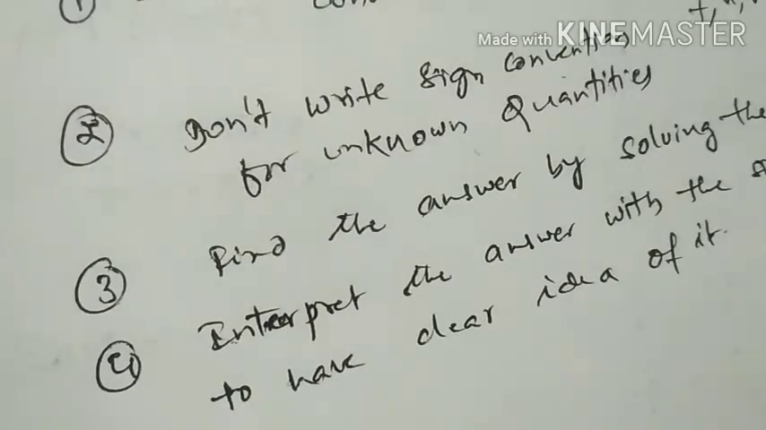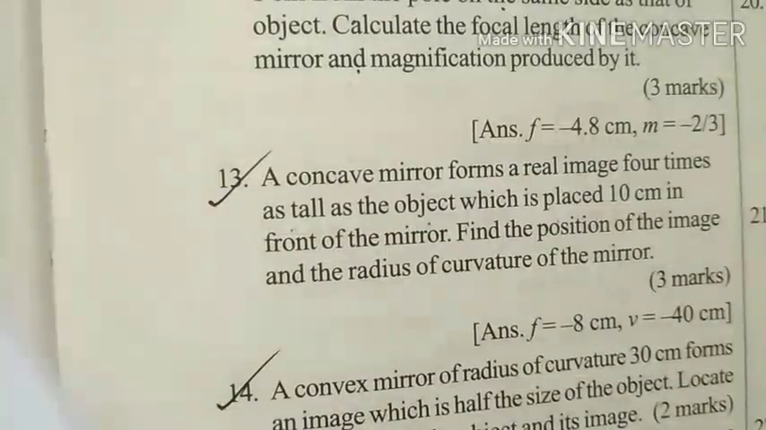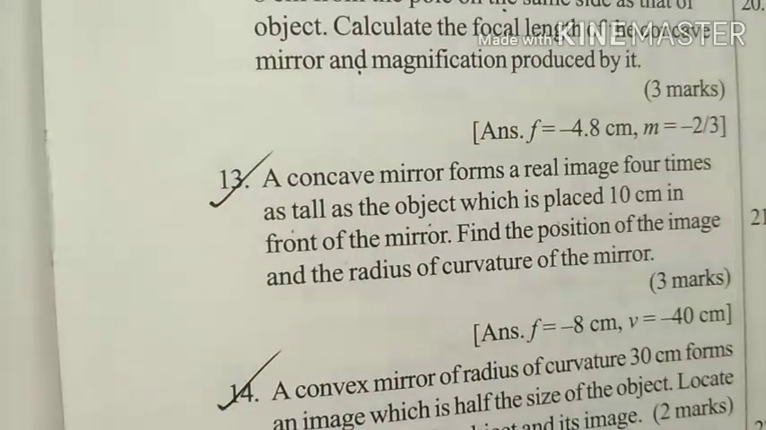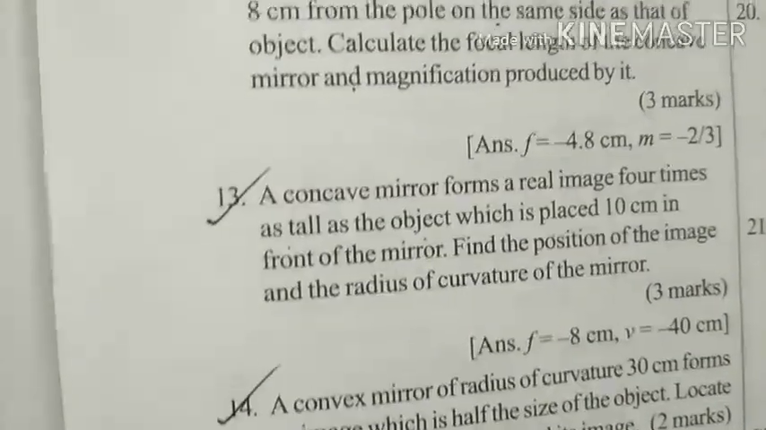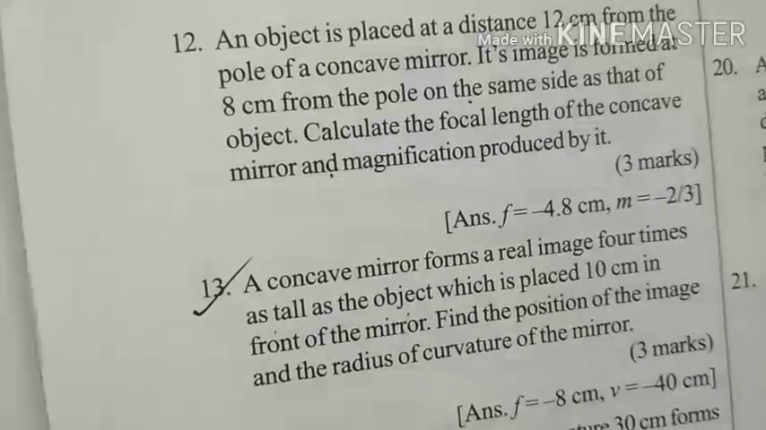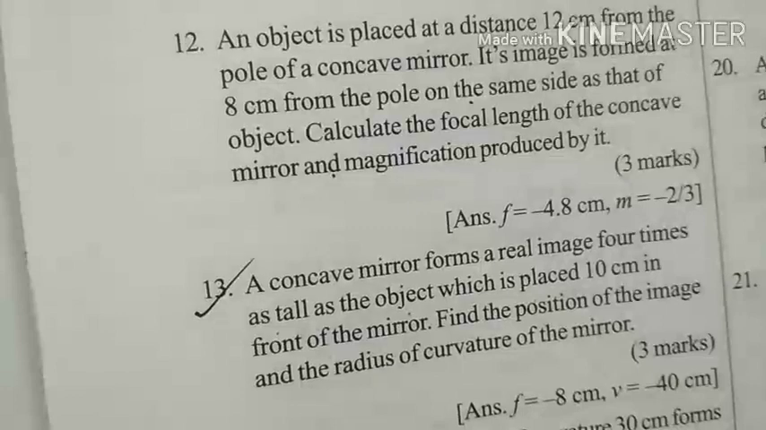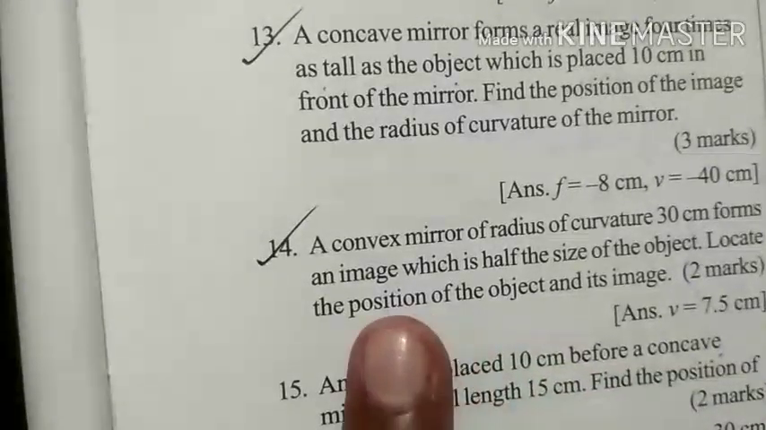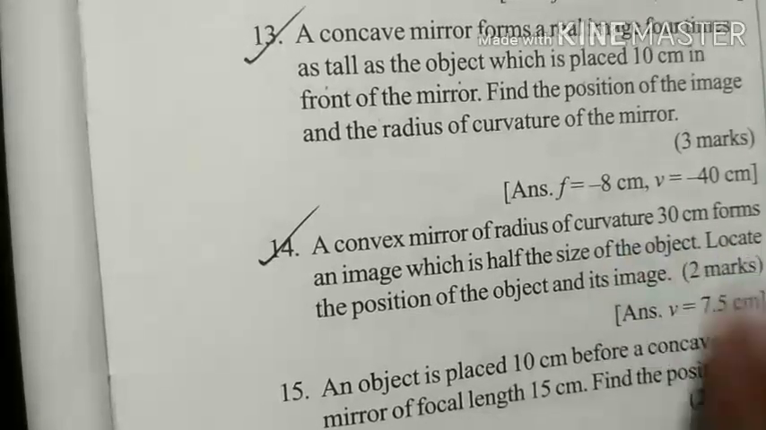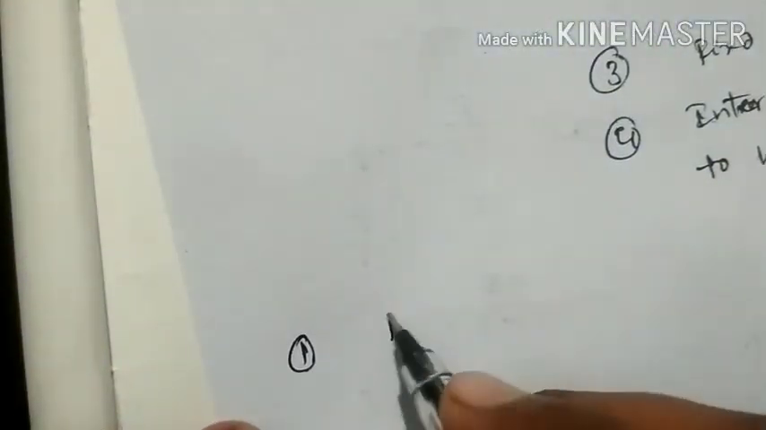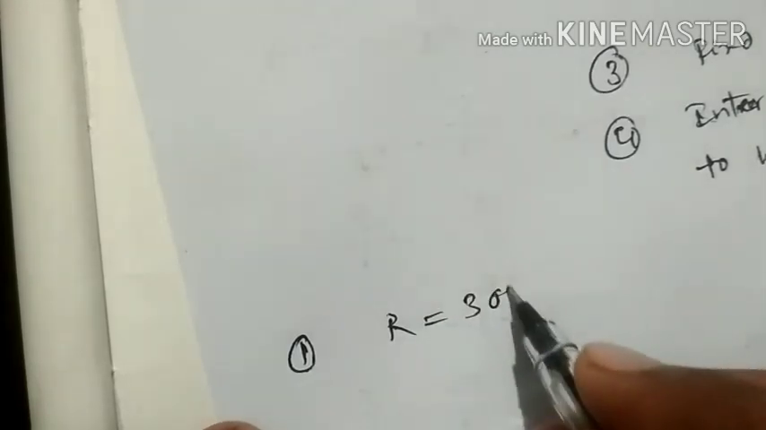And one more model. So one model is with magnification, you are going to calculate your direct formula, direct substitution. And one more model I want to consider. So I will take the data. A convex mirror, 14th question you can see. A convex mirror has a radius of curvature 30 centimeters.